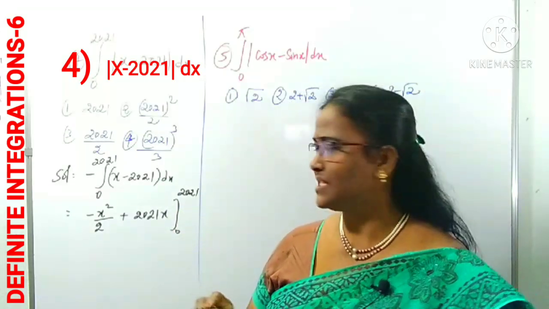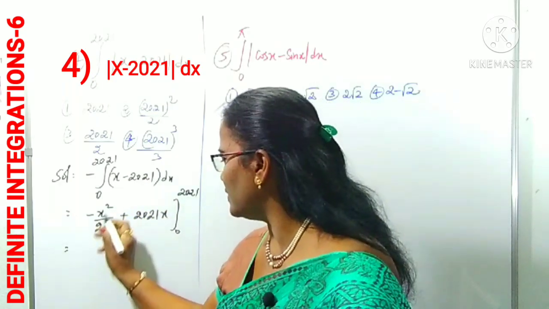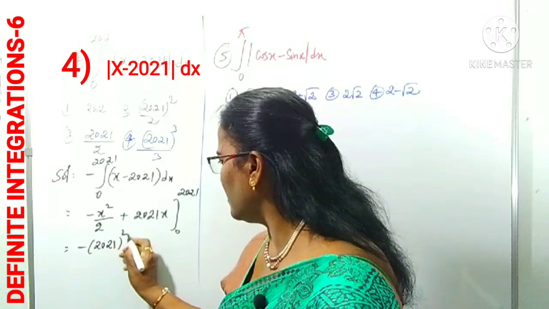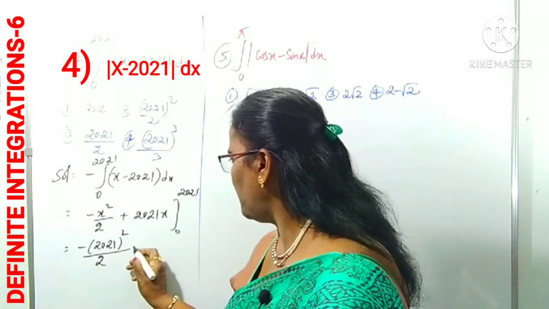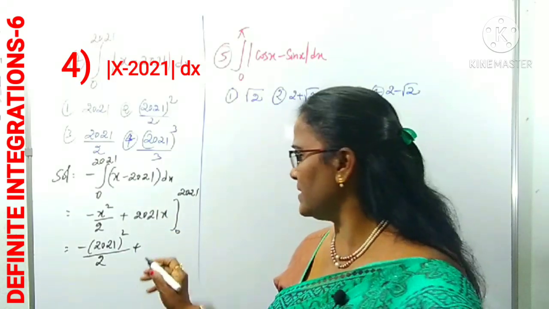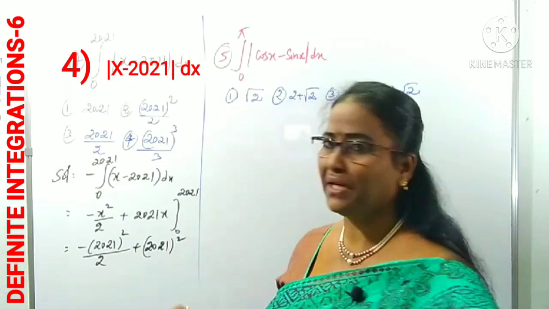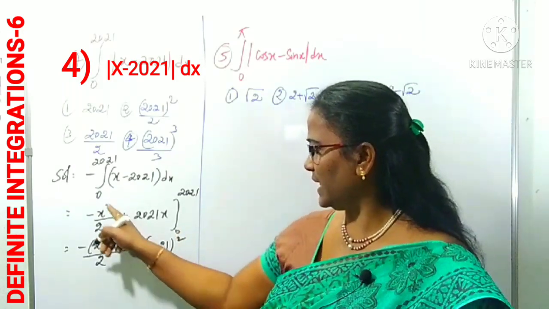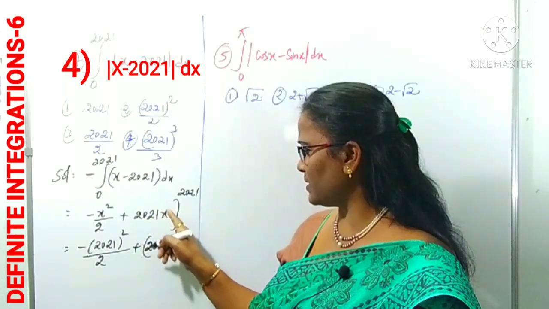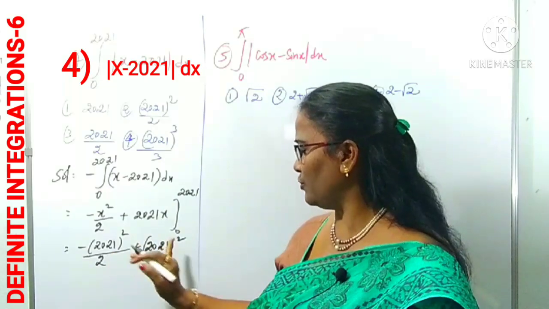Now you can use the limits. What is the upper limit? 2021 whole square is 2021 square, minus of 2021 whole square by 2, plus here 2021 into 2021 is 2021 whole square. This is clearly the upper limit. What about the lower limit? Here x is there, 0 by 2 is 0, 2021 at 0 is also 0, meaning entirely the lower limit becomes 0. This is what we got.